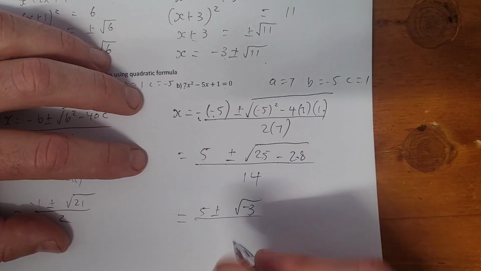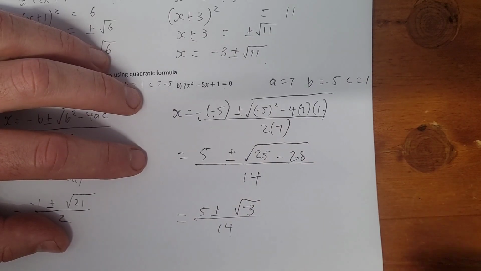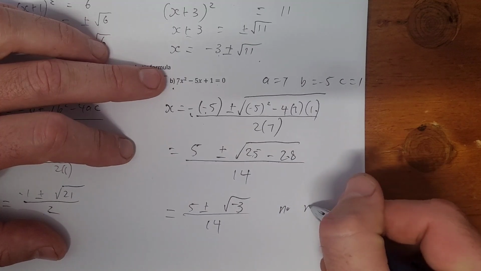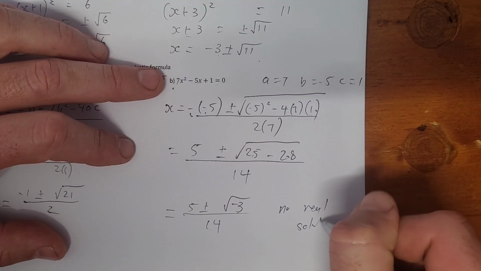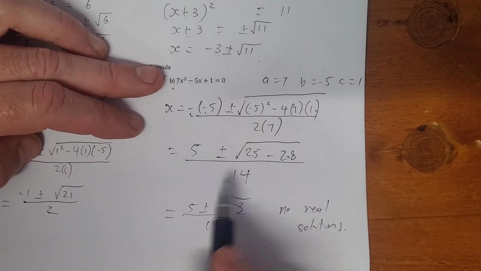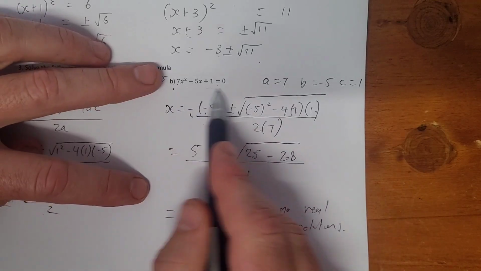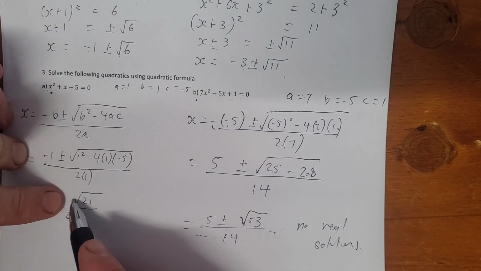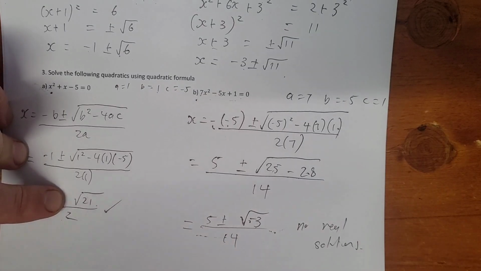And the square root of negative 3 has no real roots. So that's what we're going to say for this quadratic. It has no real solutions. So there are no values of x that satisfy this quadratic because we have the square root of a negative number here. Over here we have the square root of a positive number, so that's a legitimate solution.